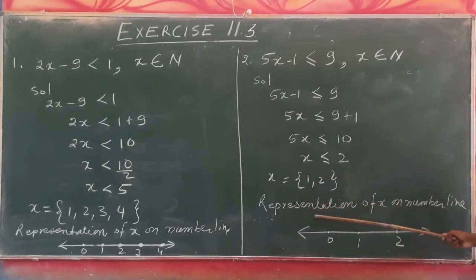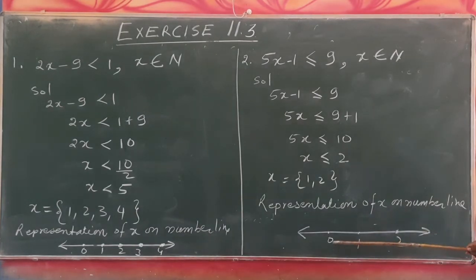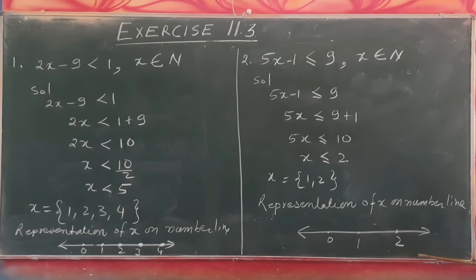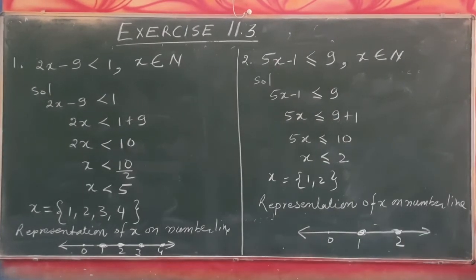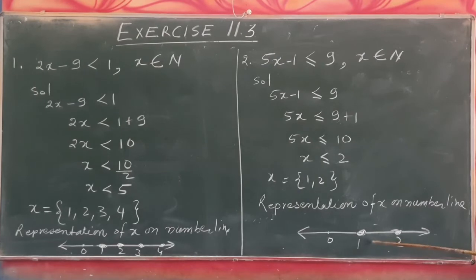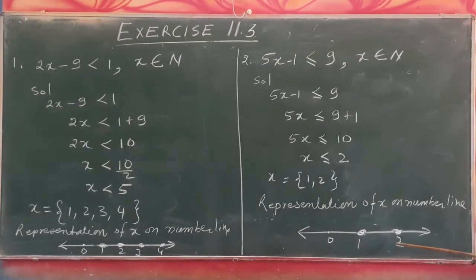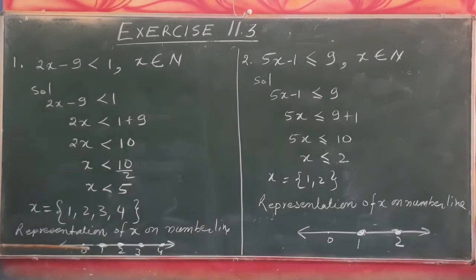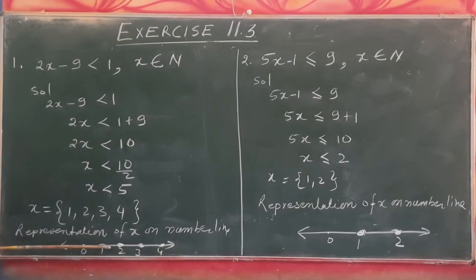So for the representation of x on the number line, draw the line this way beginning from 0, and you will find that the required numbers are 1 and 2, so they are darkened. Can you see, in the second question they are darkened. In the first question also, 1, 2, 3, 4 are the required answers, and they are darkened.